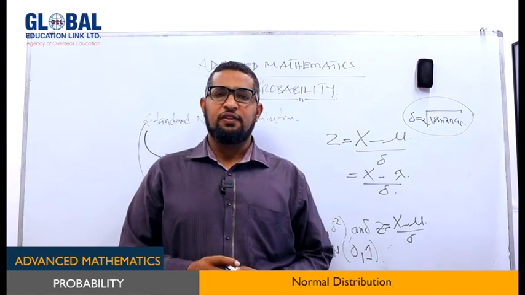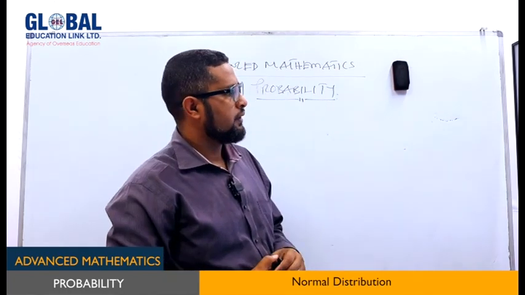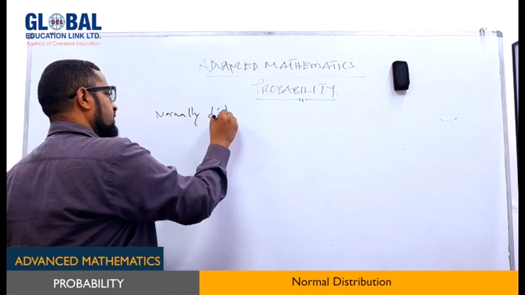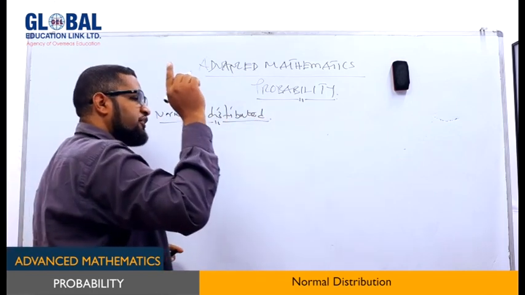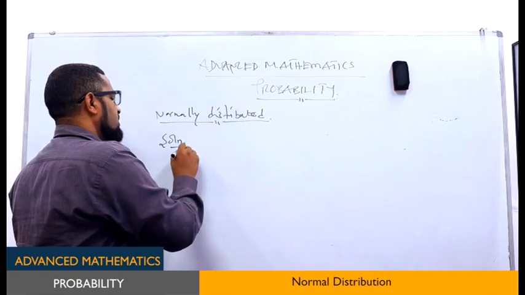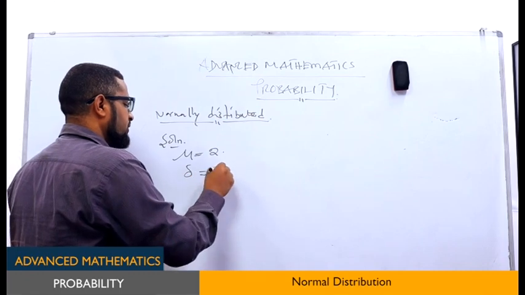Now let's see the first example. Example number 1. Suppose the marks scored by students are normally distributed. When you say normally distributed, it means the mean, the mode and the median are always equal. So let's take part of the solution. We are given the mean equal to 2, and a standard deviation of 0.1.